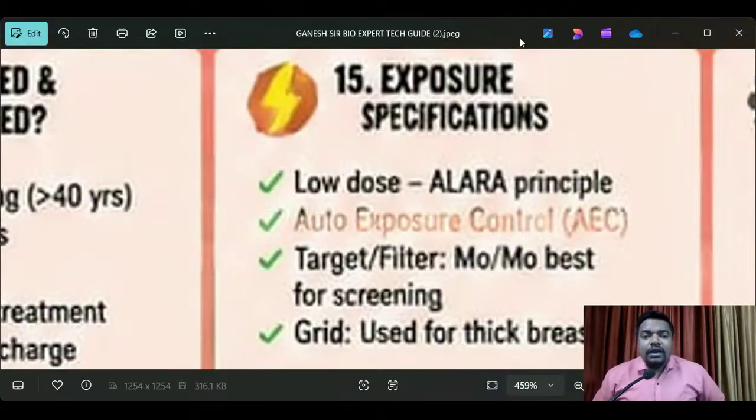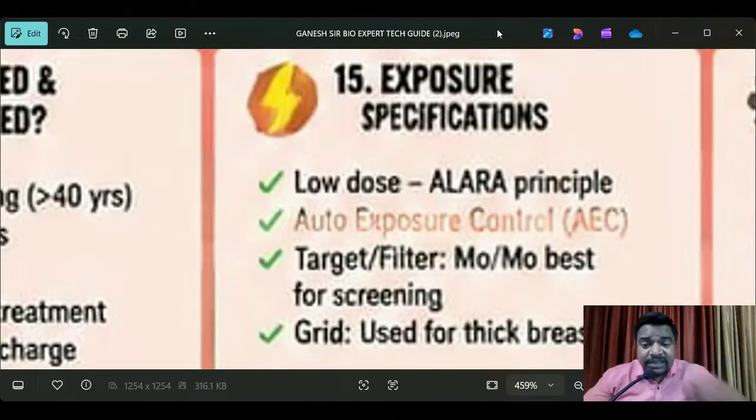Okay. Now come on. Exposure specifications of mammography: low dose ALARA principle, auto exposure control AEC, target or filter Mo best for screening, and grid is used for thick breast. These are the exposure specifications, which depend on the condition of the breast and on the situations and procedures, so they are applied accordingly, right?